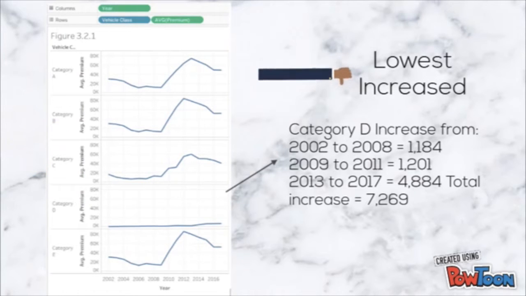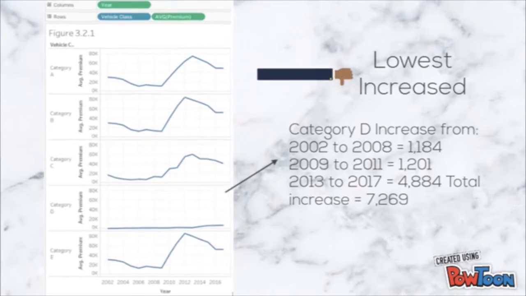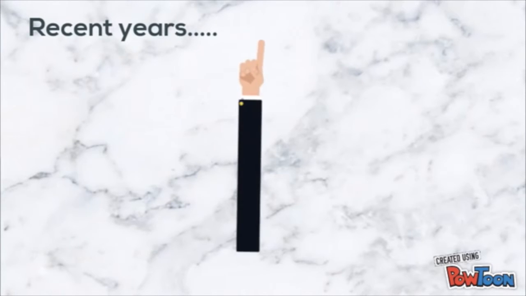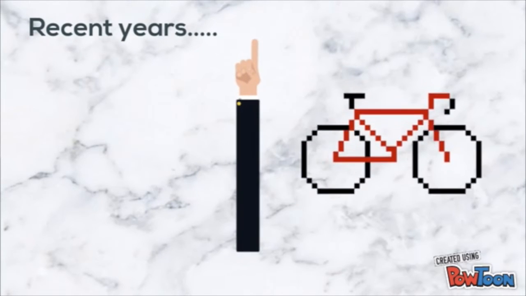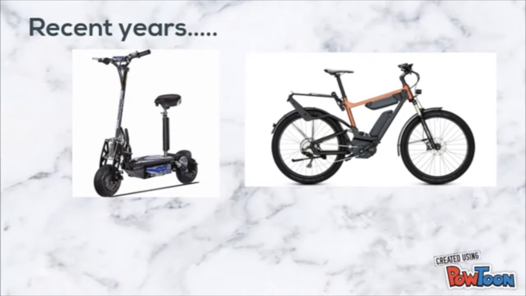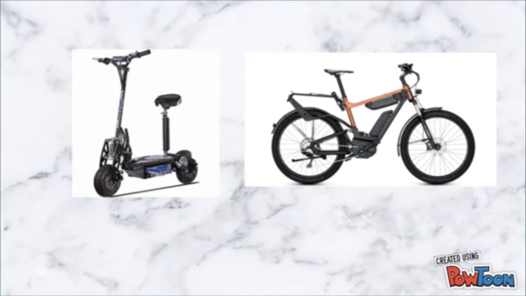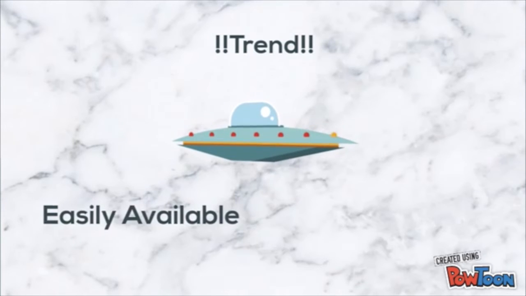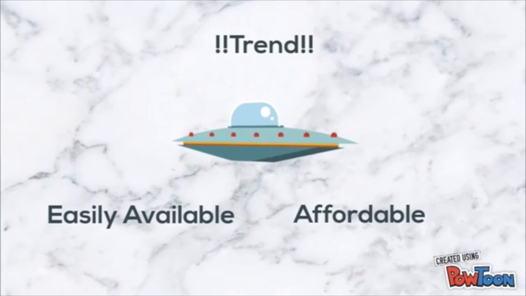As we just mentioned, category D has the lowest increase and remained the most constant in terms of average premiums. This is because in recent years there has been an increase in the trend of portable electronic transportation devices such as electric scooters as well as electric bicycles. This could be a possible reason that category D premiums are decreasing, because electronic transportation devices are so easily available and much more affordable.